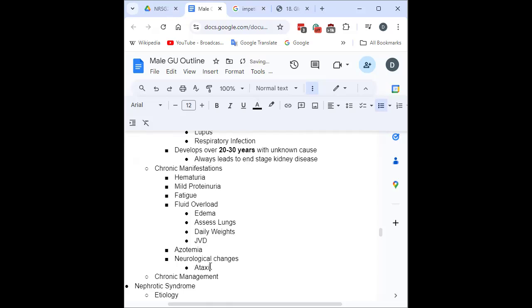So things like ataxia, which is a lack of balance, and slurred speech. Someone with really low sodium, like less than 125, less than 120, around that area, will almost look like they had a stroke.